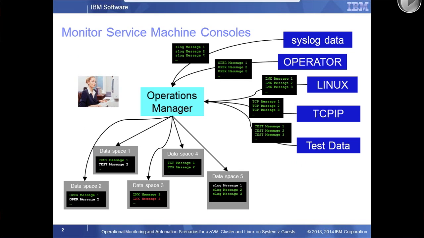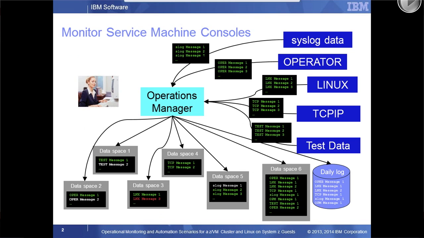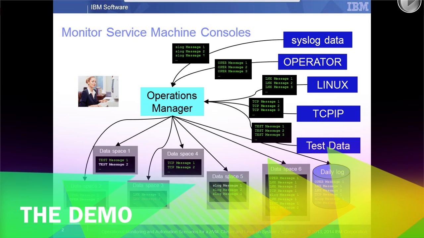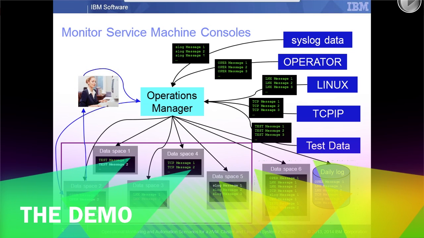You'll notice that some of the data spaces have colors. The messages have been changed to be highlighted or red, and you'll see that some messages are missing. Those changes are based on the rules that you have written in Operations Manager. All of the information that's coming across all of the consoles is also saved in a log, and that data is saved in a data space as well as on disk. So now let's talk about the demo.